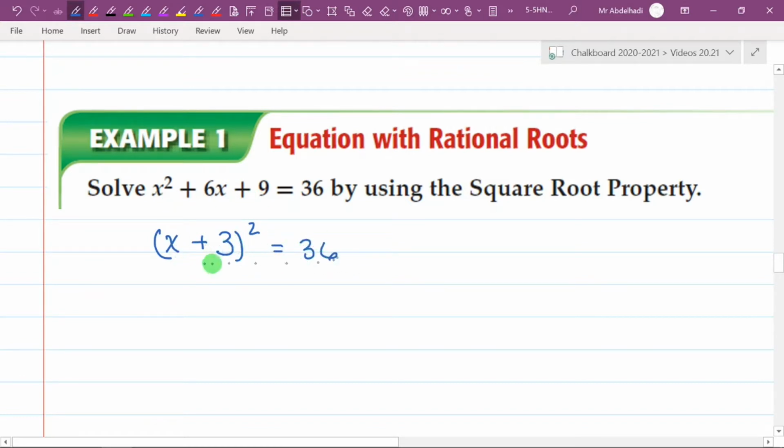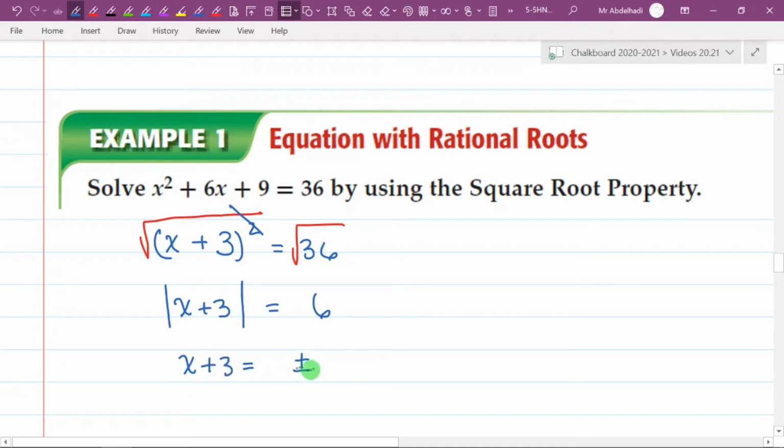And now this looks like one of the problems we did earlier, where we just square rooted both sides using the square root property. So what happens? This kills this, right? The square root kills the square. And now you just have x plus 3 here. There is an absolute value bar here, right? And what is this? This is 6. When you drop the bars, this becomes plus or minus 6.